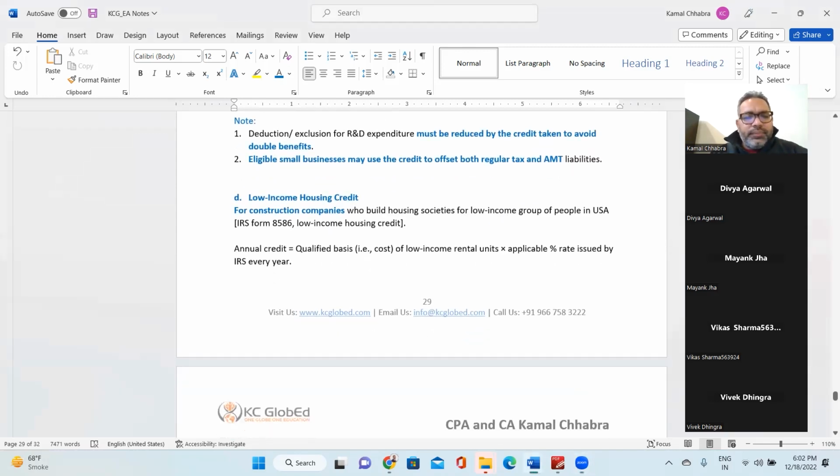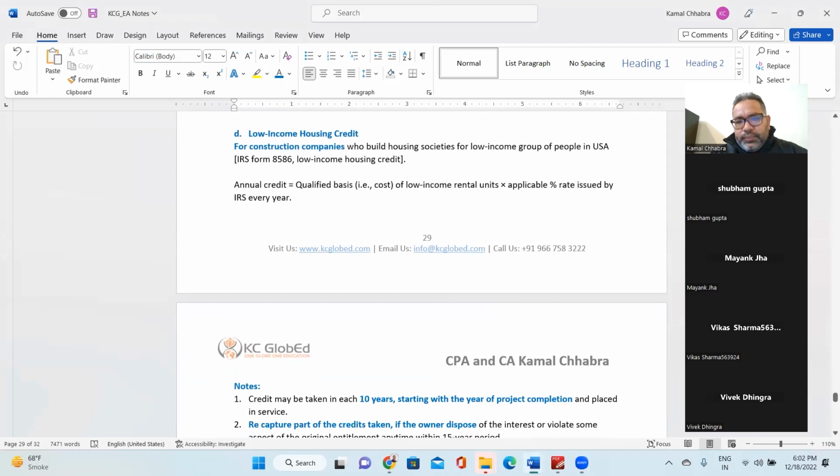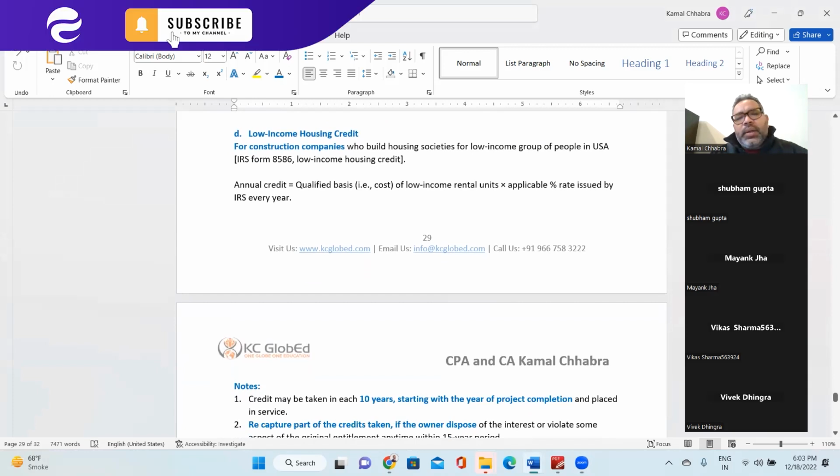The next point is the low income housing credit. The low income housing credit is basically for the construction companies who build housing societies for the lower income group. In India also you might have seen the government of India make housing societies for the lower income group. The companies constructing those housing societies will get this tax benefit if they apply to the IRS with form number 8586.